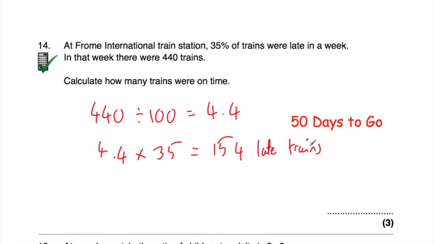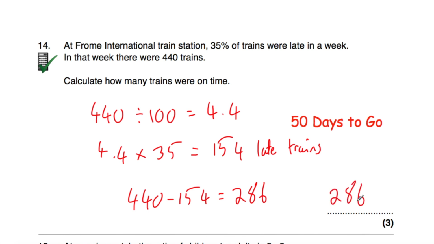Now the question asks us how many trains were on time. So we're now going to do our 440, how many trains there were altogether, and take away 154. And that's equal to 286. So there's 286 trains that were on time. Alternatively, we could have taken our 1%, which is 4.4, and just multiplied it by 65, and that would give us our 286 straight away.